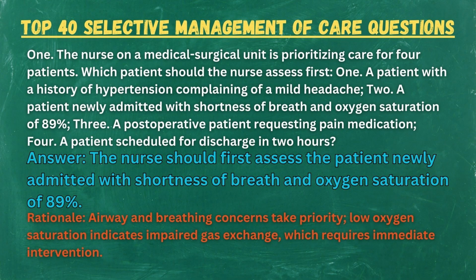Answer. The nurse should first assess the patient newly admitted with shortness of breath and oxygen saturation of 89%. Rationale: airway and breathing concerns take priority. Low oxygen saturation indicates impaired gas exchange, which requires immediate intervention.